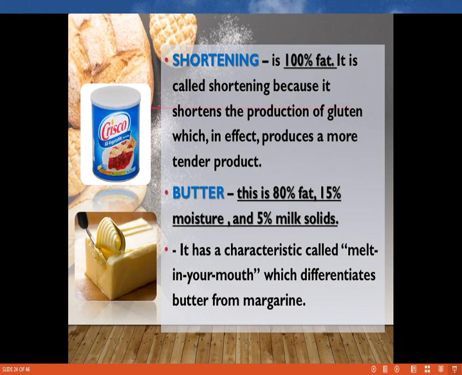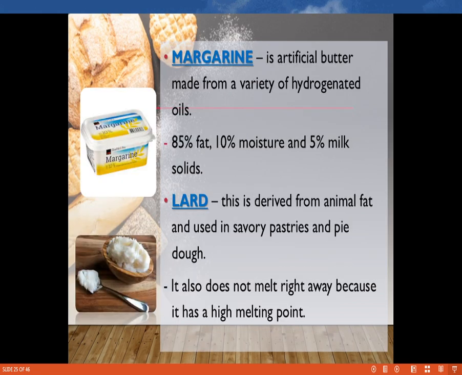Butter. It is made of fatty milk proteins that usually has 80% fat, 15% moisture, and 5% milk solid. It has a characteristic called melt in your mouth, which differentiates butter from margarine. Margarine. It is made from hydrogenated vegetable oil. It contains about 80% to 85% fat, 10 to 15% water, and 5% salt.